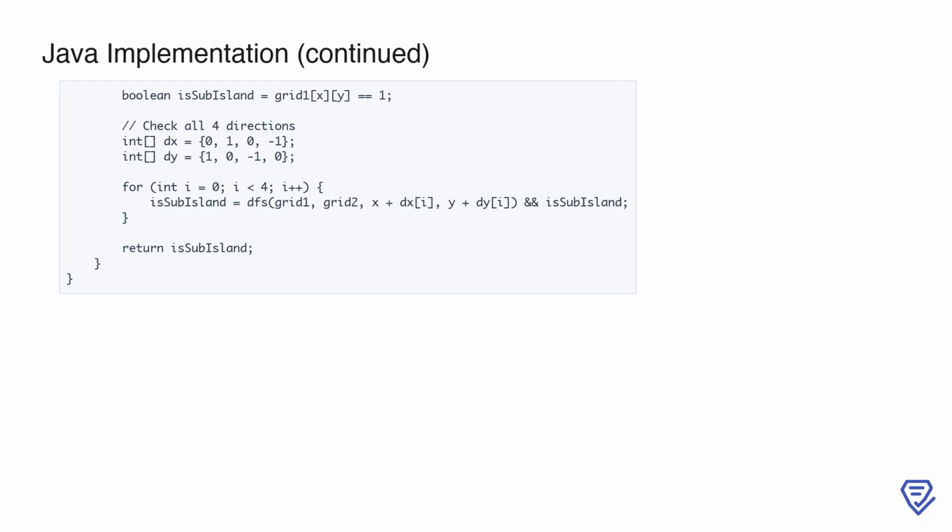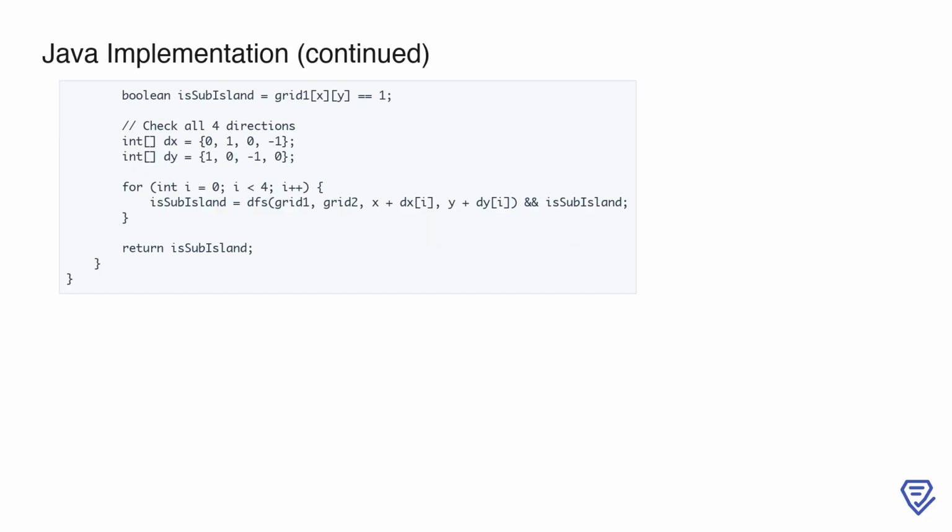This determines whether the current cell can be part of a subisland. We store this result in the variable isSubisland. Then, we define two arrays, dx and dy, which represent the four possible directions of movement: right, down, left, and up. Using a for loop, we recursively call the DFS method for each neighboring cell.